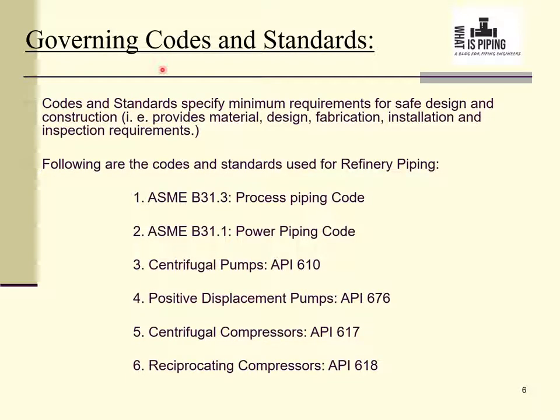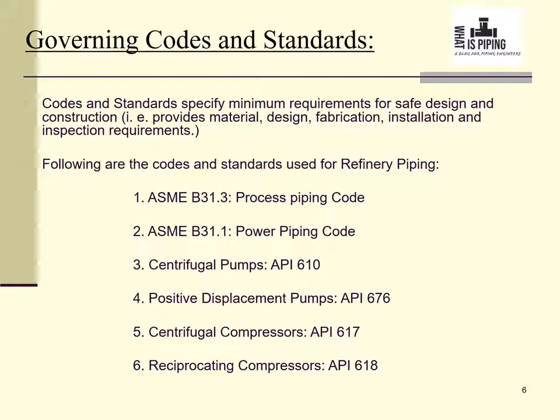Let us see what are the various codes and standards that govern the piping stress analysis. Codes and standards specify minimum requirements for safe design and construction by providing material, design, fabrication, installation, and inspection requirements. Various codes and standards govern the piping stress analysis of refinery or process piping. Those codes are ASME B31.3 process piping code, then ASME B31.1, that is power piping code. All power generation piping is designed based on this code.